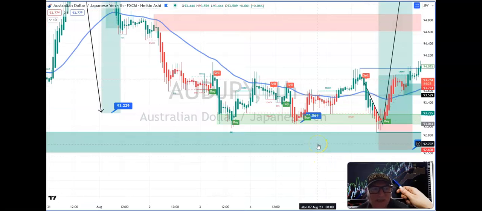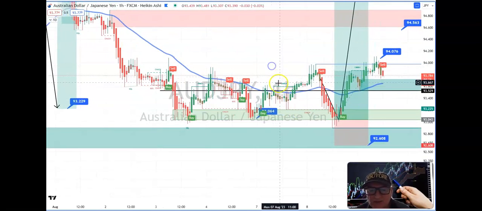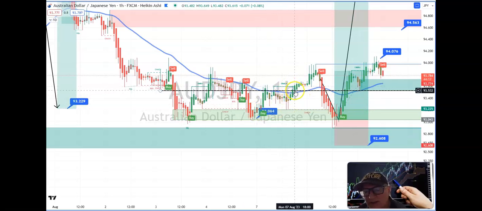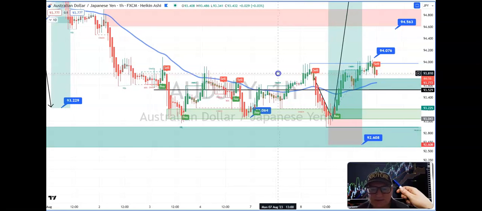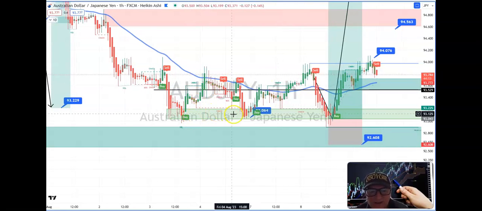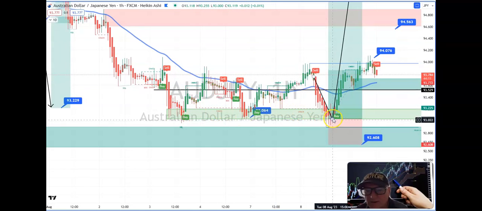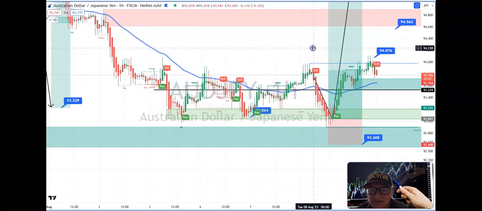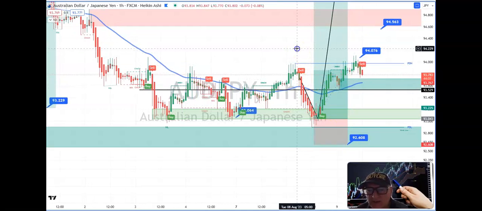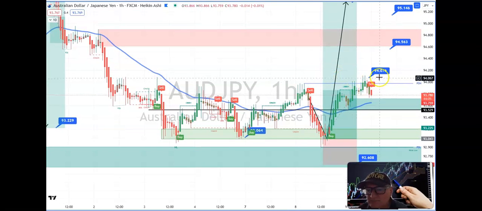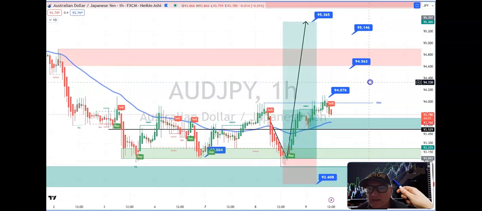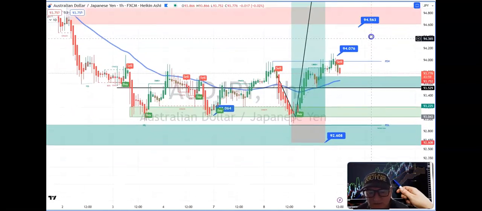So this is the same Aussie yen, and we had a change of character to the upside above the 50-day moving average. We had a buy signal on the order block, but you don't want to be buying here because the price is going to come back and retest this order block. And that's the best way to trade. So we're making money now, which is great. And we had our targets. 94.07 has been hit, 94.50, 95.14, etc., as mentioned earlier.